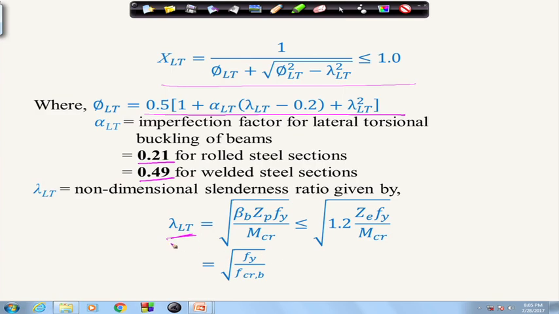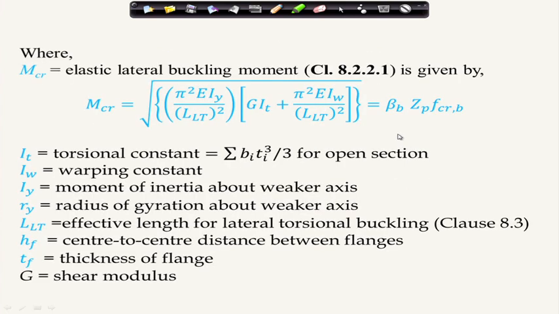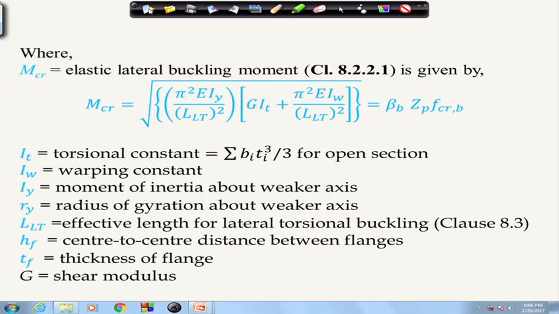So, if we find the lambda LT value and if we know the alpha LT, then we can find out the value of phi LT, but to find lambda LT we need to know the MCR value. So, our next step is to find out the value of MCR, which is given through this expression. This is available in the code in clause 8.2.2.1, the details are given. So, from that the value of MCR can be found.